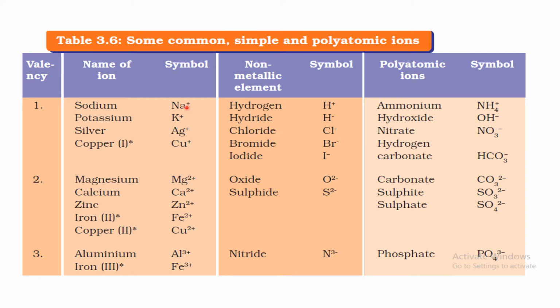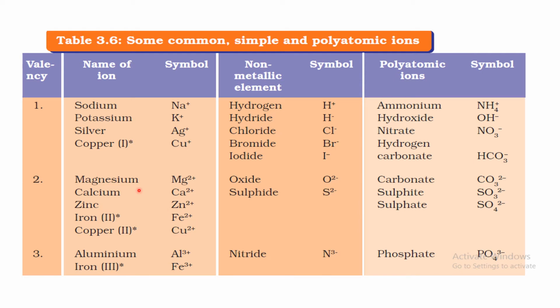You have to learn the valency properly. What is the valency of the element? So it has 1 positive charge, its valency is 1. Potassium also has 1 positive charge, plus 1 valency. Silver has plus 1, and copper has variable valency, copper 1 and copper 2. Copper 1 has valency 1 and copper 2 has valency 2. So all this you have to learn.